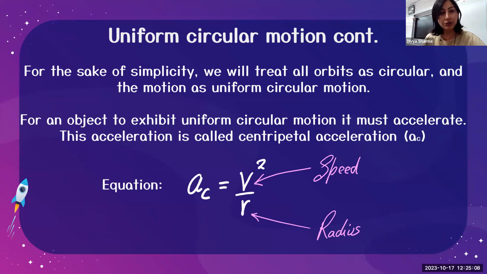The equation for that acceleration is v squared over r. That's what centripetal acceleration is. Speed is v and radius is r.